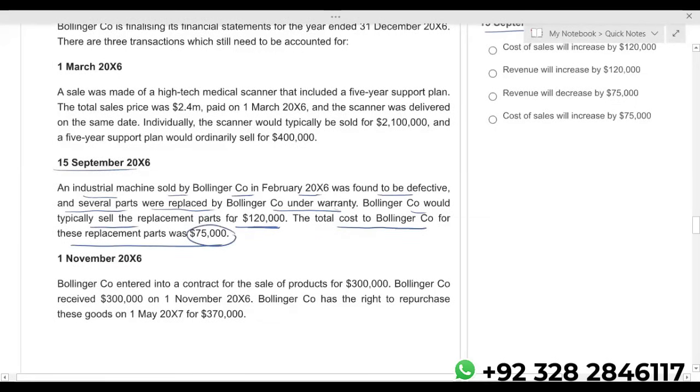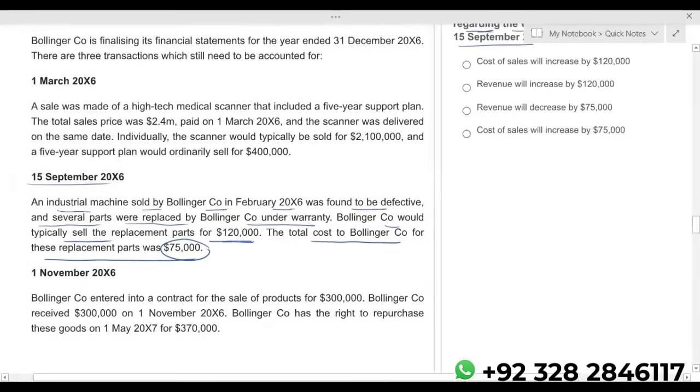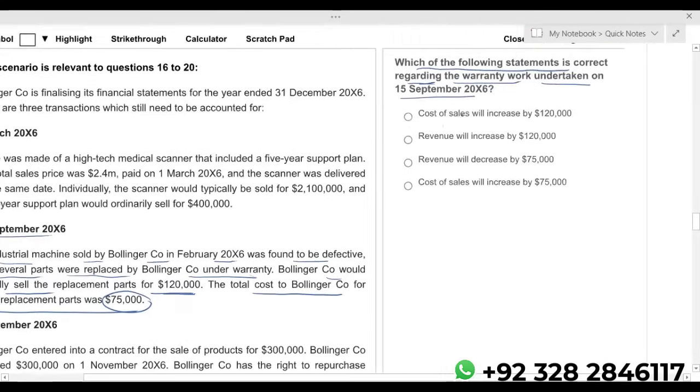Now listen. Actually, due to warranty, you had to bear a cost of 75,000. So logically, due to the 75,000, your cost has been increased. Let's see. The cost of sale will increase by 120? No, that is what you sell these services for. But for you, the cost is 75. It's not 120. Revenue has nothing to do with it. Revenue will not be decreased actually. Whatever revenue you have recognized, it will remain there. Logically, cost of sale will increase.